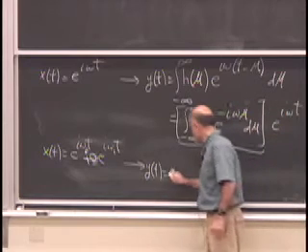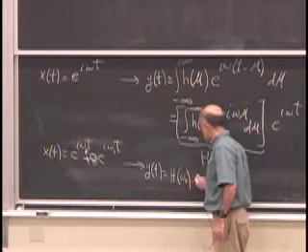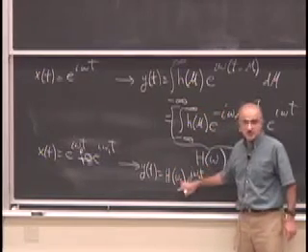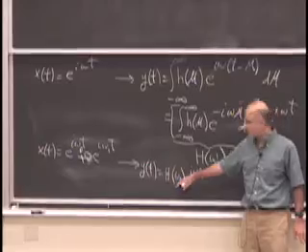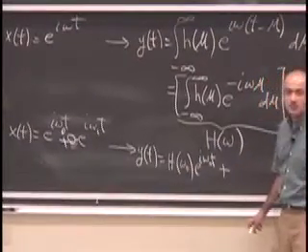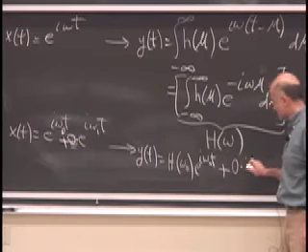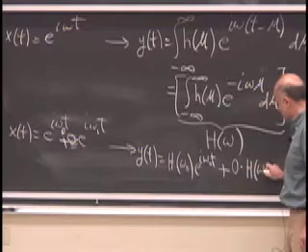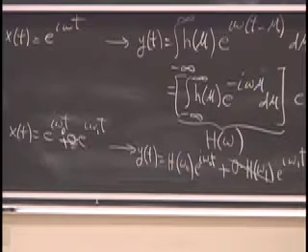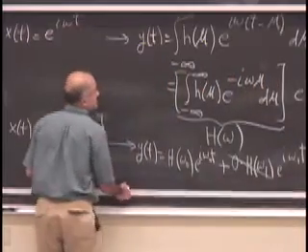H of omega naught e to the i omega naught t. So again, to the extent that this is not 0, you'll see omega naught in the output. But what about the second term? 0 times H of omega 1 e to the i omega 1 t. So this is going to be 0. Okay, so that's why we say LTI systems cannot create new frequencies.